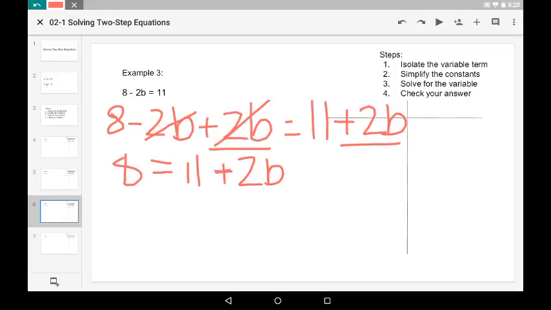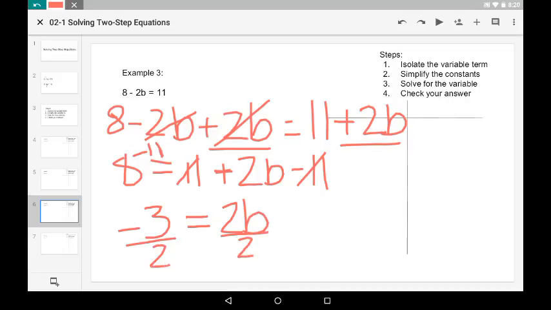Now I want to simplify this even further and bring the 11 to the other side. So since we're adding it here, I'm going to subtract it from both sides, sorry. So 8 minus 11 on the left side will now be negative 3. If we're adding 11 and subtracting 11, we're just left with 2b on the right side. Divide both sides by 2. And again, we find that b is equal to negative 3 over 2. Those 2's cancel out. Okay? So either way, it works.